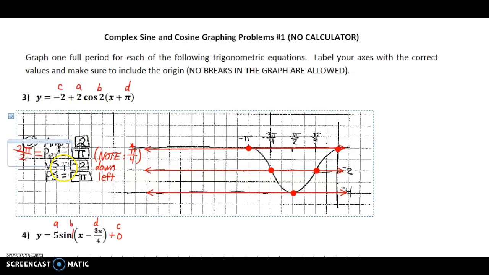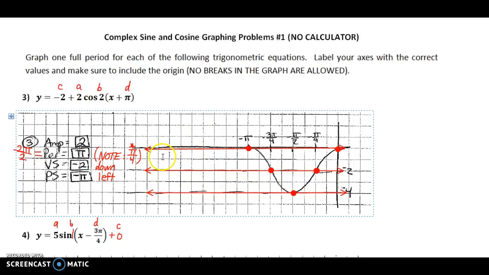The vertical shift comes from the C value. Since the C value is negative 2, that means we're going to go down 2. And the phase shift is listed as negative pi, which really means that we're going left pi, because you can see up there the plus pi, think opposite, go left pi. So the graph is already done here for you.